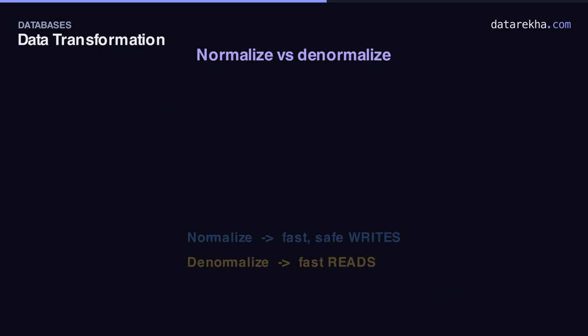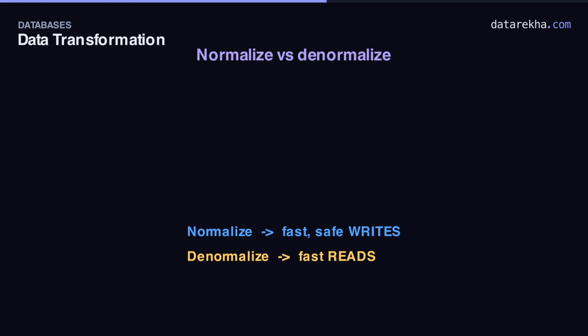So the rule is a clean trade-off. Normalize for writes: no redundancy, safe updates. Denormalize for reads: accept redundancy, skip the joins, and query fast. Analytics stores lean hard toward denormalized, wide tables. The star schema idea we meet next.